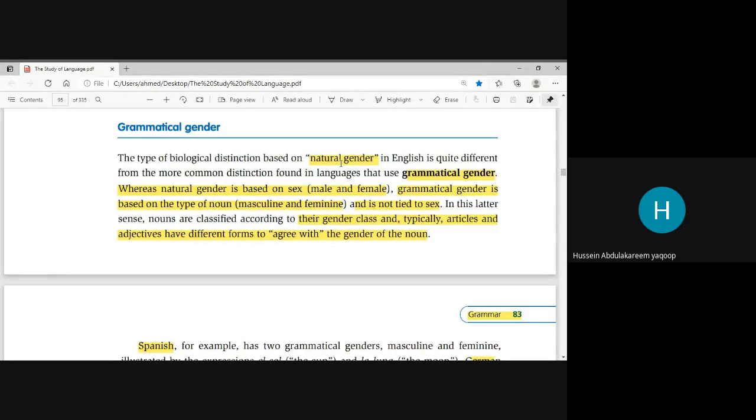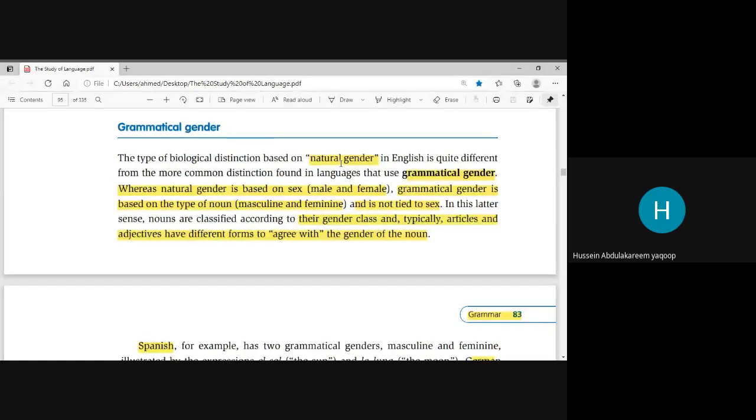What is the difference between natural gender and grammatical gender? This is very important. When I say important, I don't mean important in relation to examinations. No, I mean important for you and for everybody to understand the difference between these two, because they are important for you since you study language and linguistics.